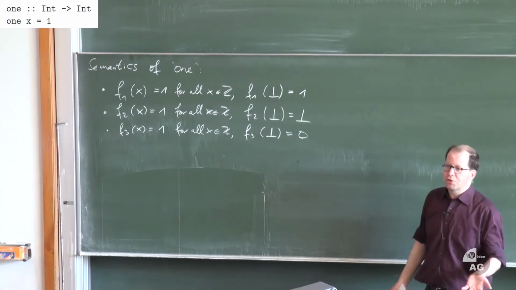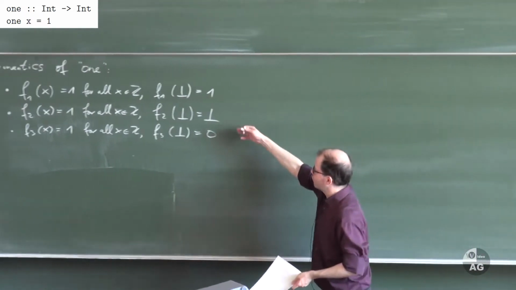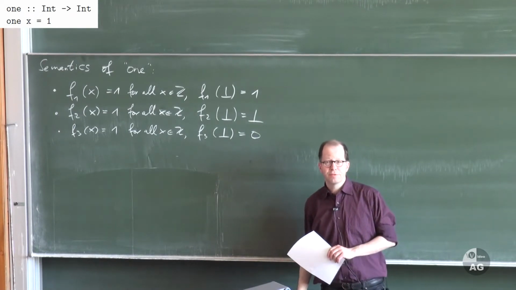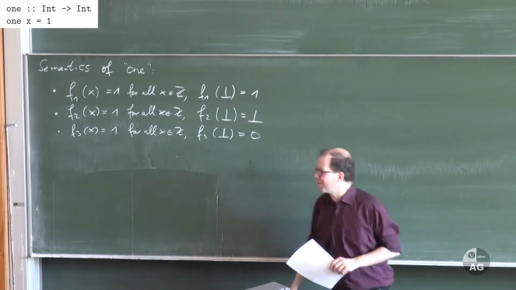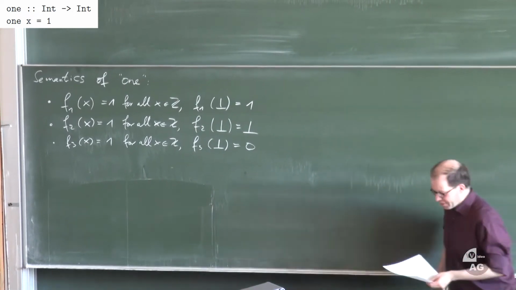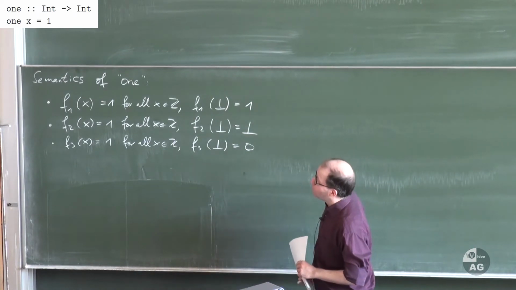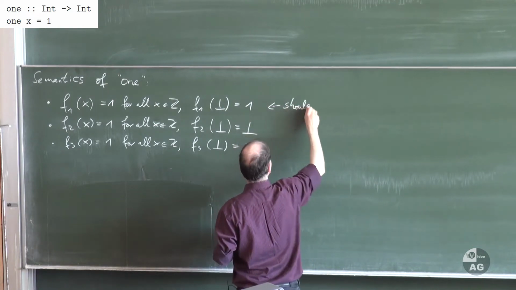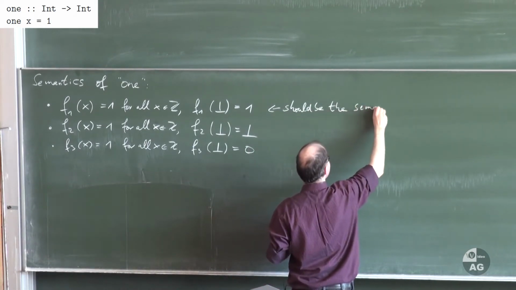So these are 3 possible suggestions for the semantics of this 1. And what do you think? What should be the semantics of the Haskell function 1? Should it be f1, f2, or f3? Who's in favor of f1? Who's in favor of f2? And who's in favor of f3? Few people are in favor of f3. Okay, so that reflects more or less the reality. The semantics of 1 in Haskell should indeed be f1.